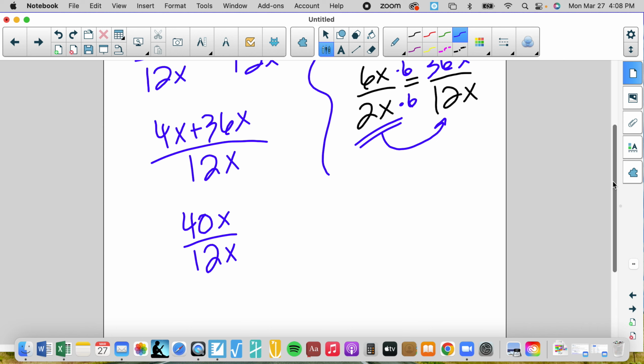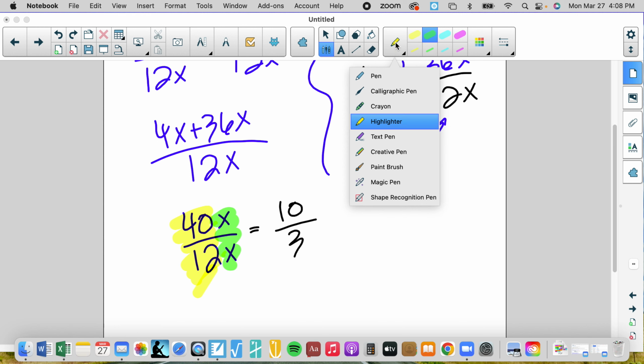Now we can simplify. We would want to look at the coefficients, 40 and 12. We can do this because it's multiplying the x. So what goes into 40 and 12? 4 does. 4 goes into 40 10 times. 4 goes into 12 3 times. And now we're going to look at the variables. We have like variables. x over x equals 1. So my answer is going to be 10 over 3.